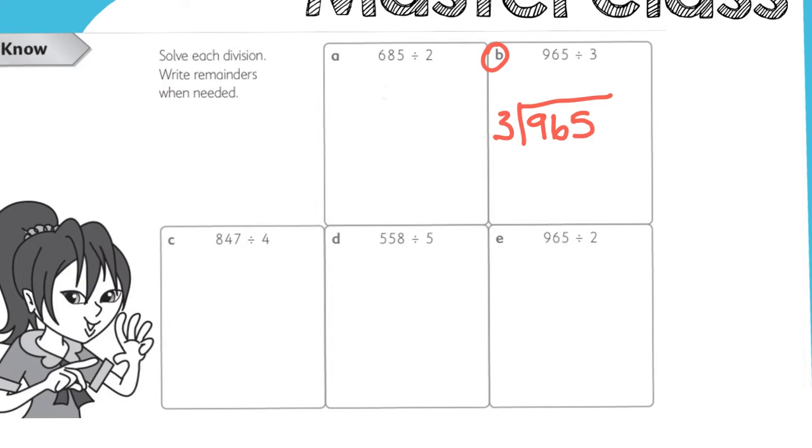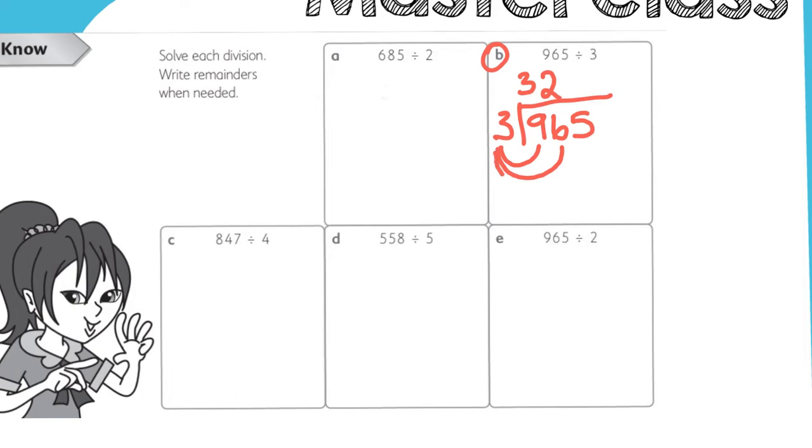So my swoops look like this. I go, how many 3s are there in 9? So I know that there are 3 3s in 9. 3 times 3 equals 9. So my first sum is how many 3s are there in 9. My second swoop is how many 3s are there in 6. Well, I can tell you there are 2 3s in 6.